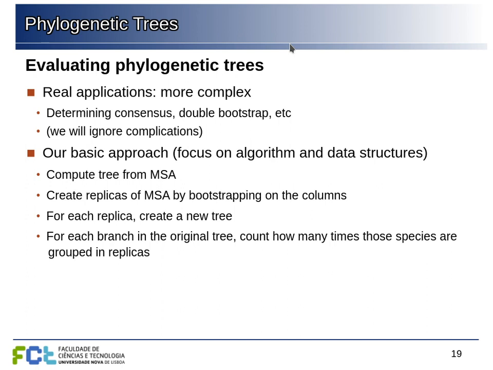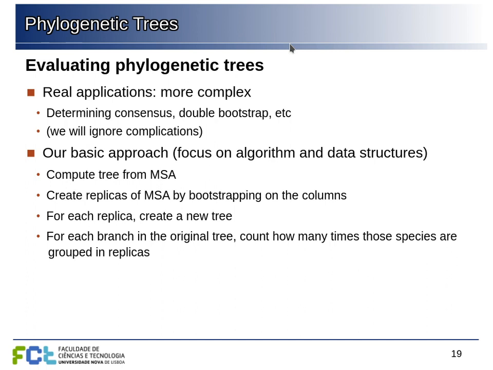And then we're going to create replicas of the multiple sequence alignment by bootstrapping on the columns. So the idea is that we are going to select with replacement a set of columns from our multiple sequence alignment. Remember that each column represents the residues that are a match on all of the sequences. And we're going to create new multiple sequence alignments that have the same dimension as the original one, but consist of a random sample of columns from the original alignment. And this is bootstrapping.